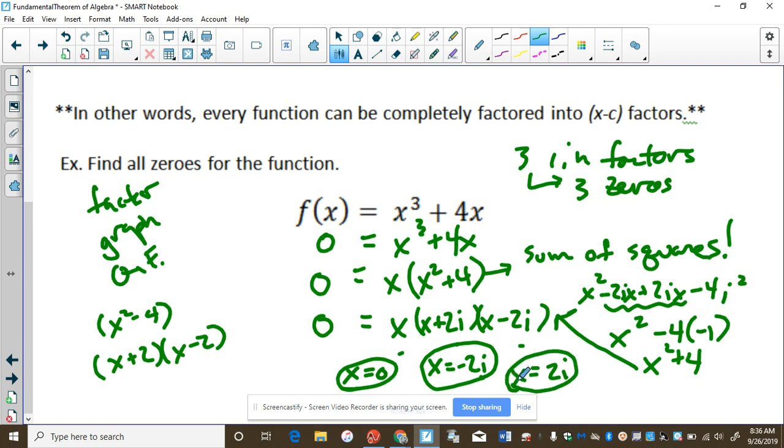So we started with a third degree polynomial. We ended with three linear factors that produced three zeros. Okay, we did this by factoring. Okay, we'll see a different example here in a second.